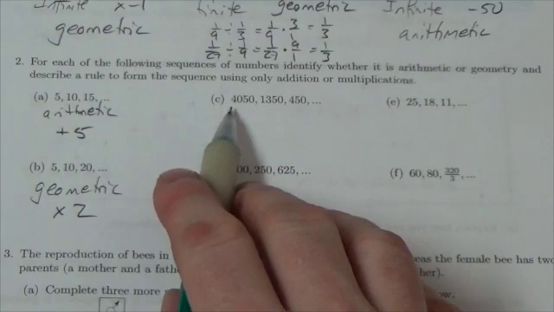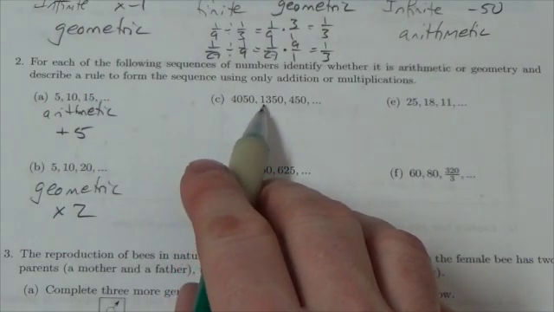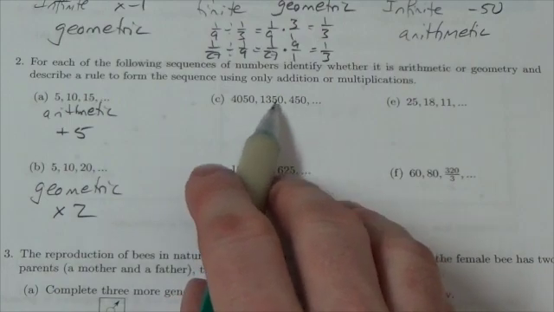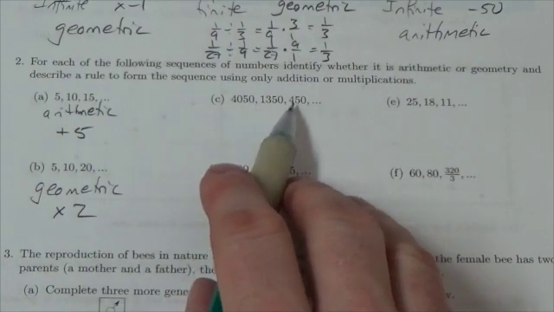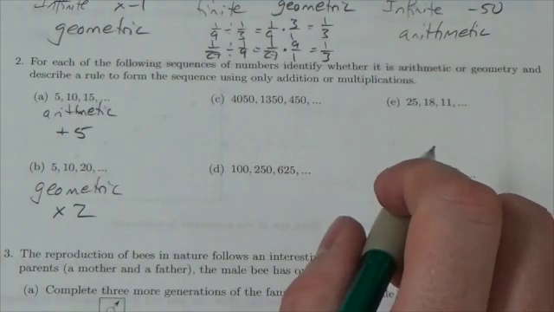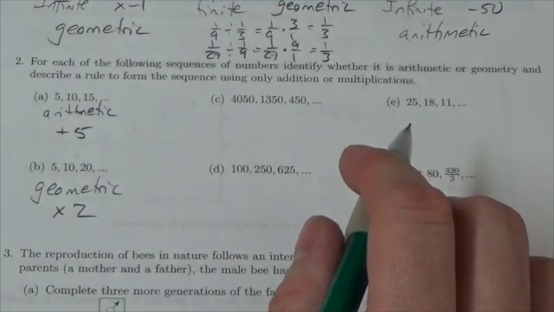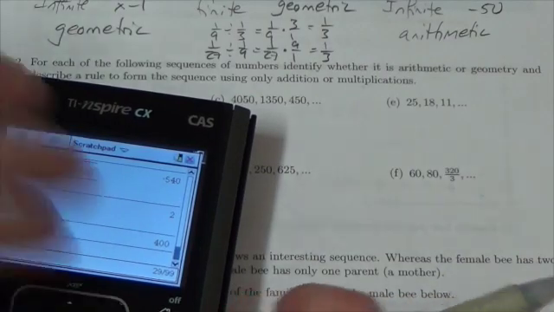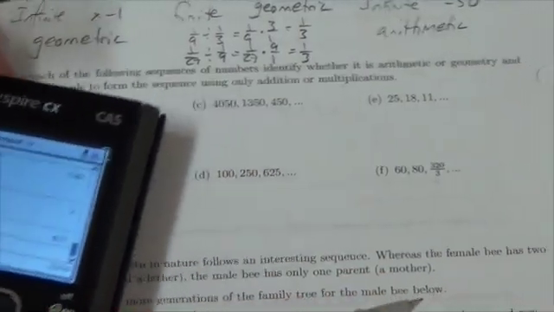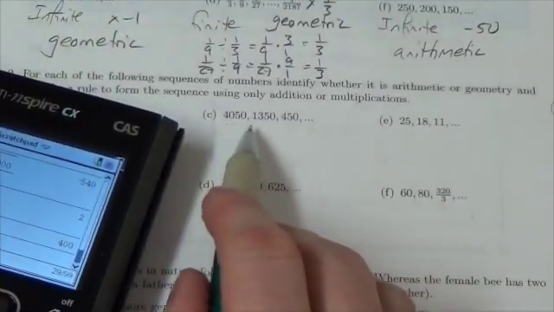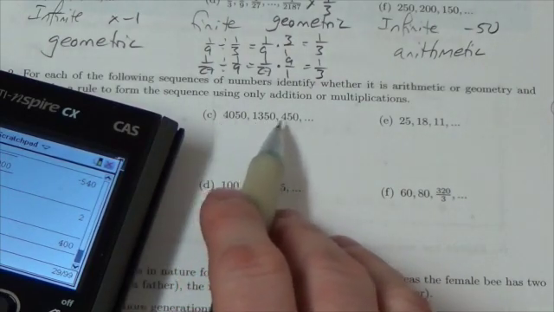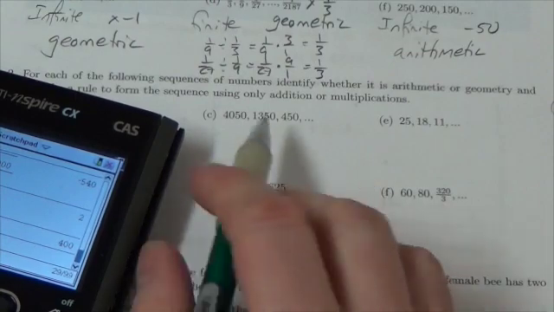For question C, we're going 4,050, 1,350, 450. Now, the drop here seems to be so dramatic. I'm going to pull up my calculator here, and we're just going to investigate what's going on. So I've got the Inspire here. That's certainly not subtraction, because the difference between those two is obviously greater than the difference between those two. So I'm going to try division.